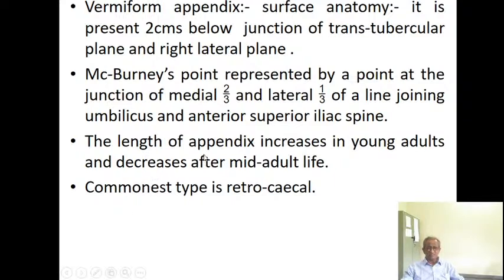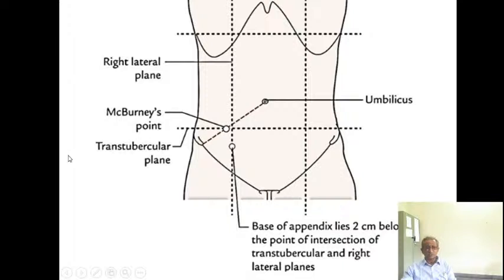Length of the appendix increases in young adults and decreases after midlife, and commonest type is retrocecal. So here we are showing this McBurney's point is between the anterior superior iliac spine and the umbilicus, between the medial 2/3 and lateral 1/3 of this line. We are having the McBurney's point, and this is the base of the appendix, which is lying 2 centimeters below the point of intersection of the transtubercular and right lateral plane.